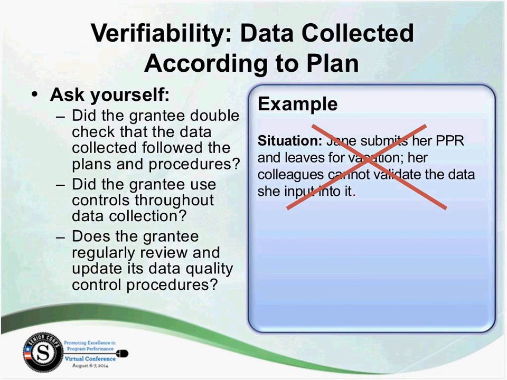She followed her agency's data collection procedures, which require her to sign off on the data, verifying that she followed her agency's procedures. These policies also require Jane to have another staff member review the data before submitting the progress report. Jane would have followed her agency's data collection procedures. Another staff person would have been able to verify the data.